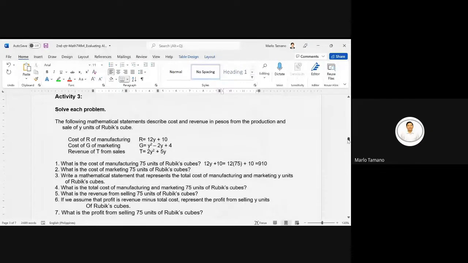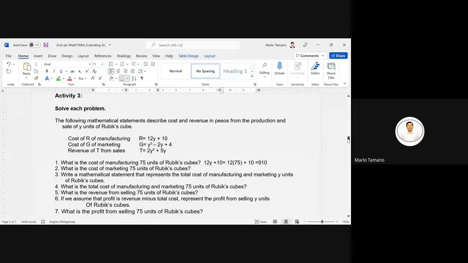Okay, next, number 3. The following mathematical statements describe cost and revenue in pesos from the production and sale of Y units of Rubik's Cube. The cost R of manufacturing, that is R is equal to 12Y plus 10. Cost G for marketing, that is G is equal to Y squared minus 2Y plus 4. Revenue T from sales, T is equal to 2Y squared plus 5Y. Now, let's solve this number 1. What is the cost of manufacturing 75 units of Rubik's Cube?